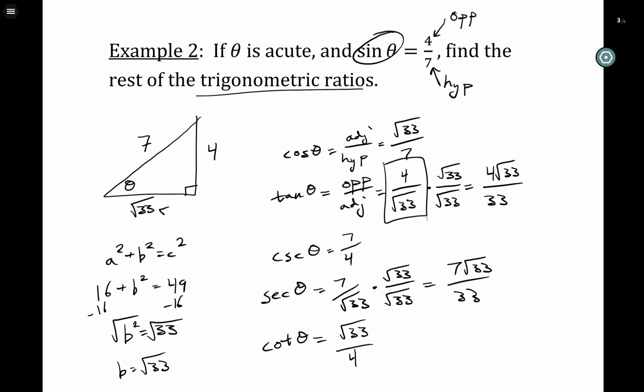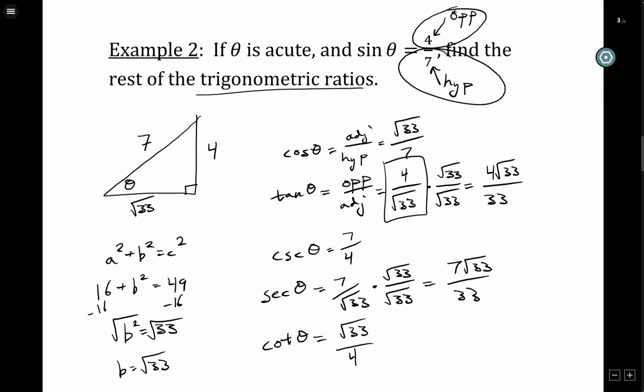All right, sweet. So I found the other trig ratios. How did I do it? Well, first of all, I made my triangle knowing that sine tells me the opposite over the hypotenuse. So I made my triangle, I just wrote it out. I found the adjacent side, the unknown, by plugging into the Pythagorean theorem. And once I knew that, I could find all of the trig ratios, because all they are is just comparing two sides to each other. Okay, we're going to keep moving on.